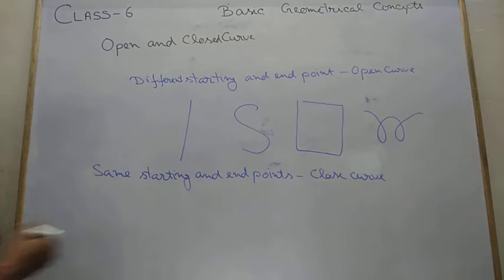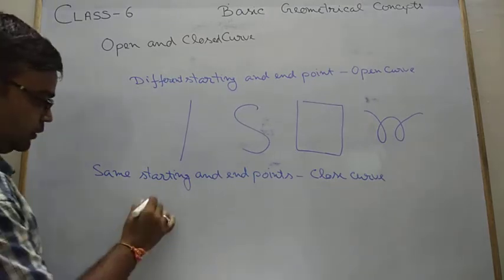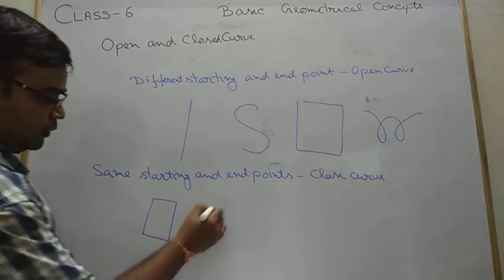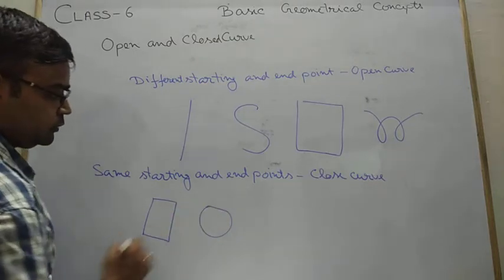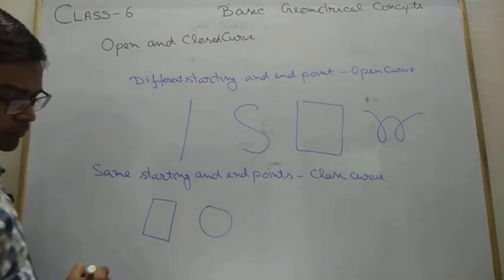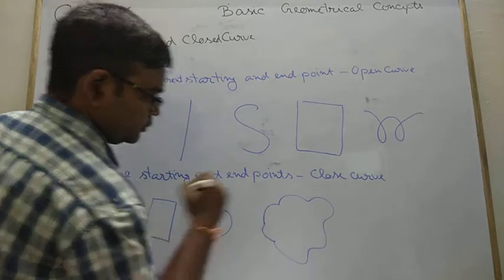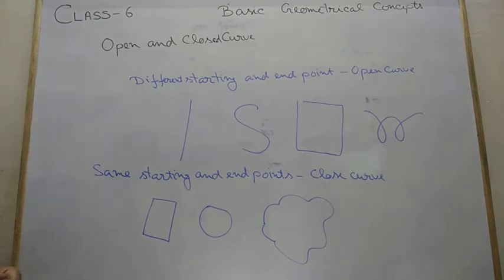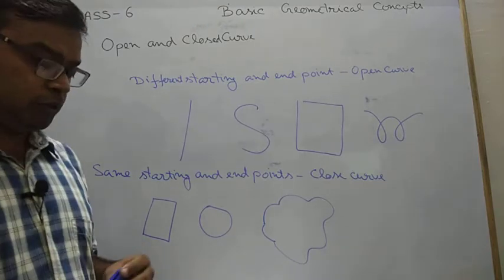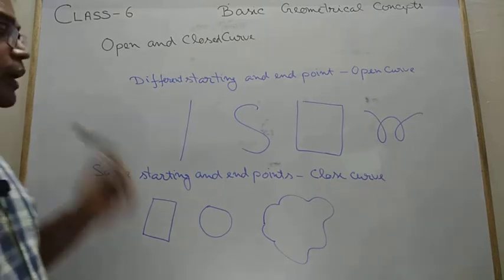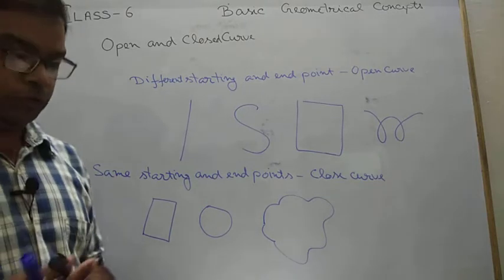For example, there are many examples. If we draw a rectangle or parallelogram, a circle, then a cloud, this type of figure is known as your closed curve. Now, in between these, there are many different sub parts also.